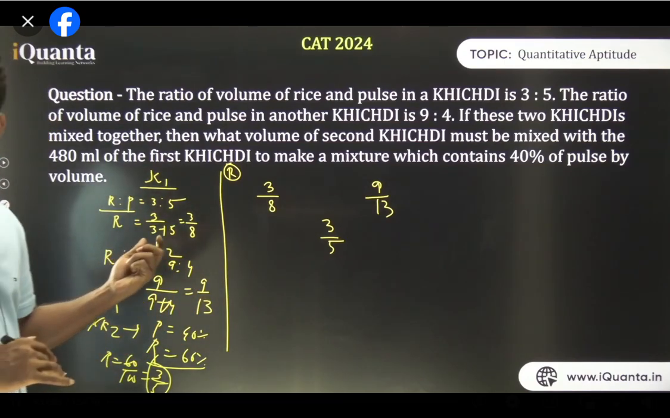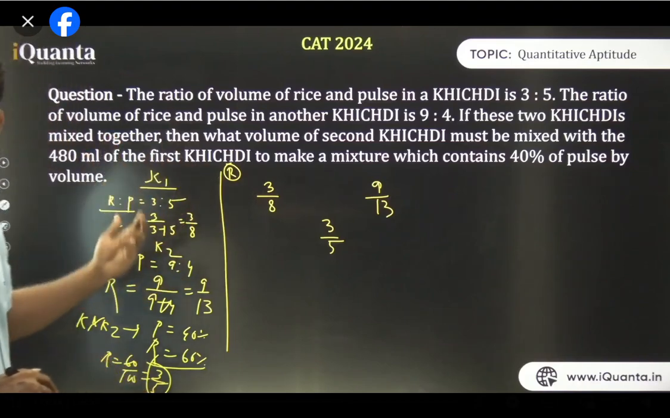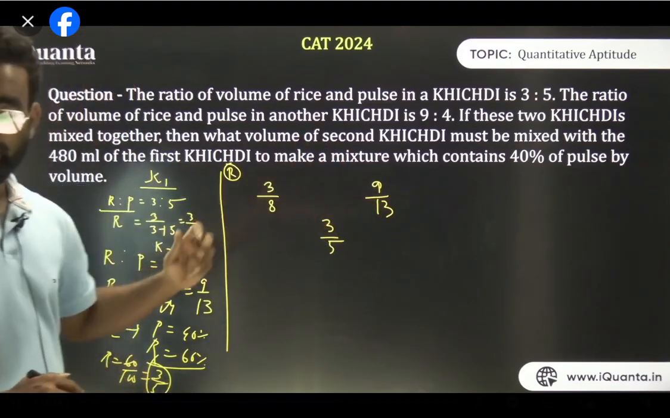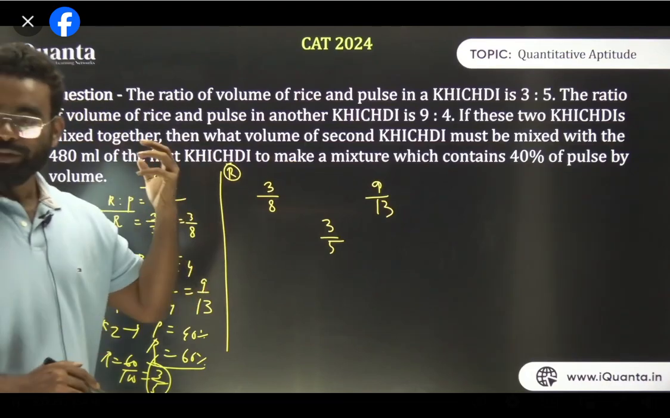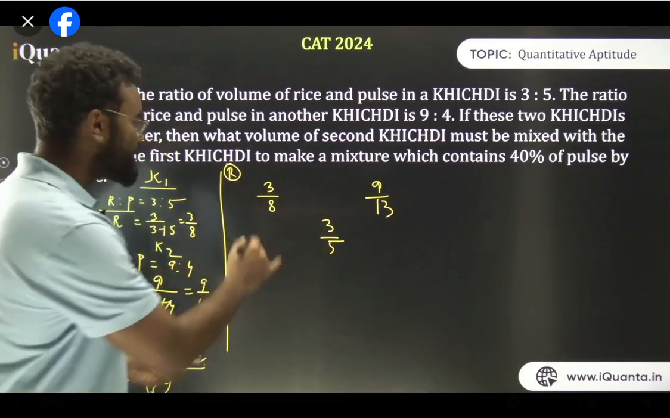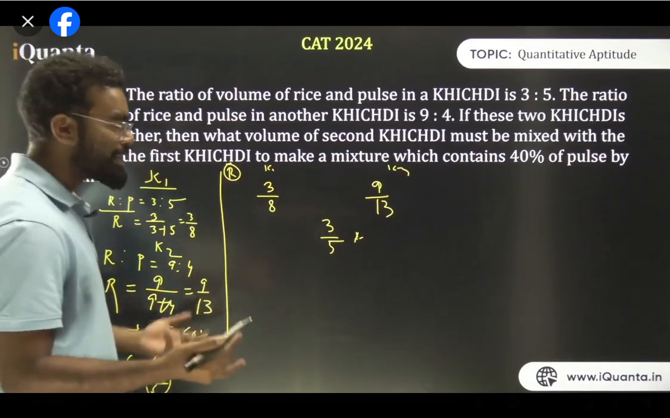So in the first khichdi, the proportion is 3 upon 8. In the second khichdi, the proportion is 9 upon 13, right? And in the mixture, the proportion of rice is 60%. So if 60% is rice, it is basically 3 upon 5. So this is Khichdi 1, this is Khichdi 2, and this is the average one, right? Now just use the general mixture alligation method.